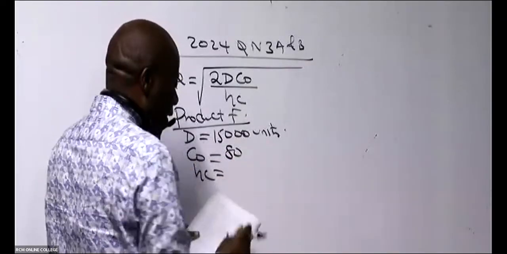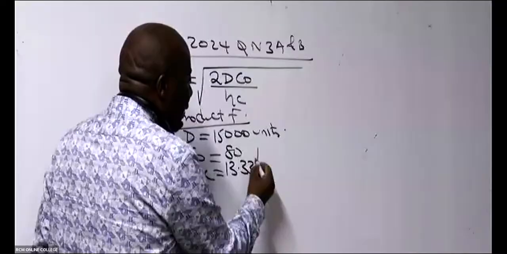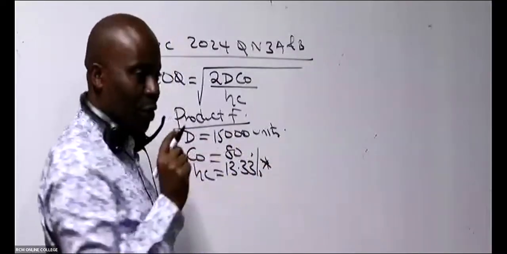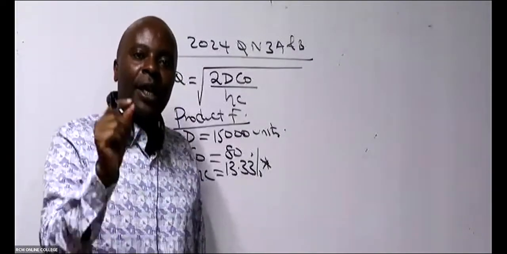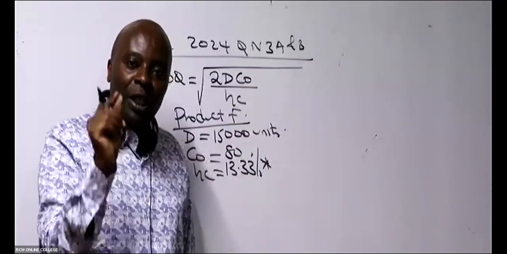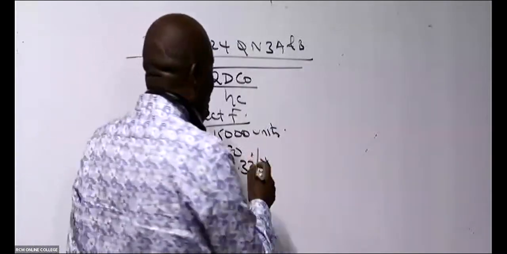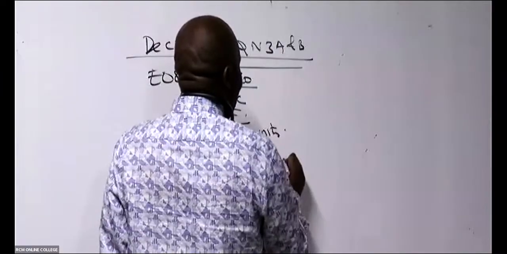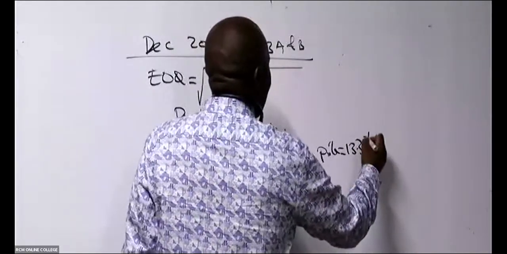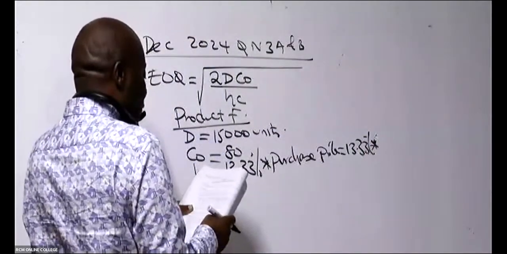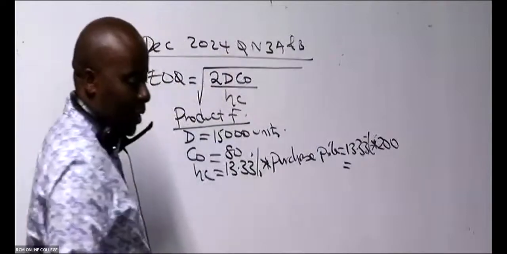Are you able to see the HC? Yes, I can see HC is 13.33%. And if you remember very well, they told you that whenever holding cost is given as a percentage, we shall always take that percentage and multiply it with the purchase price. So holding cost will be 13.33% times the purchase price of F. I can see the purchase price is 200.